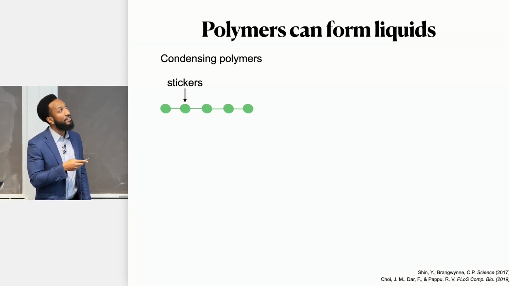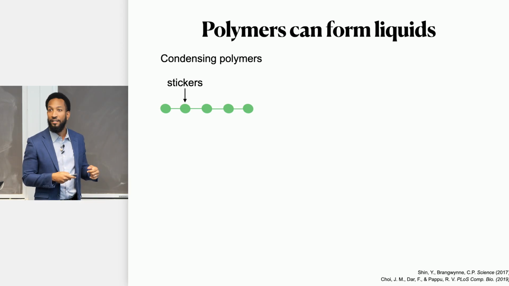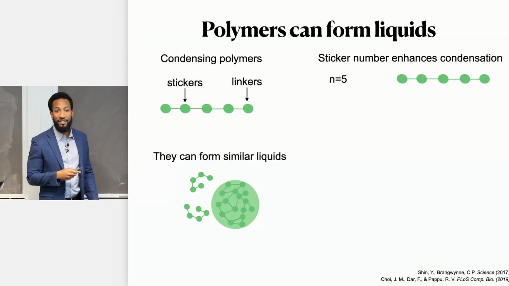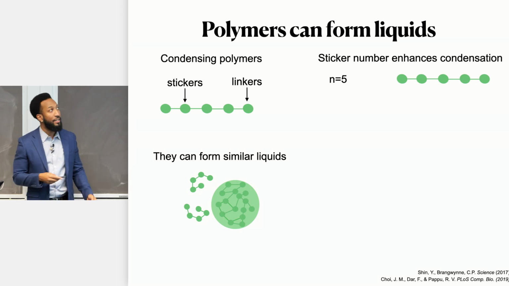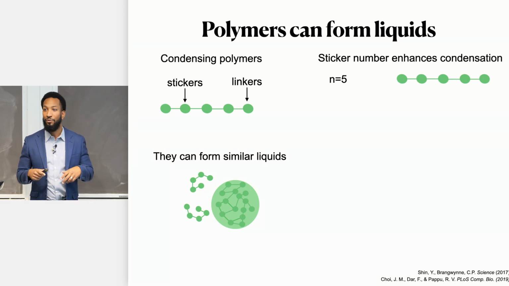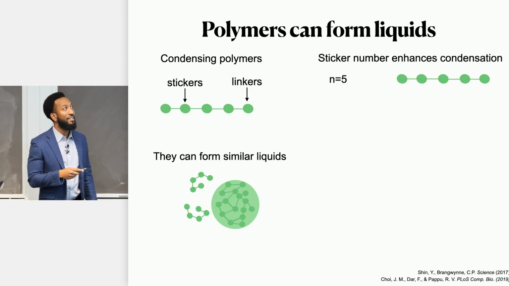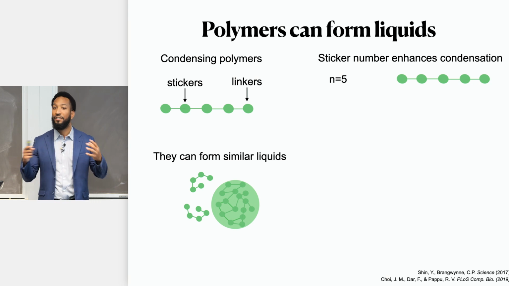And then there's a linker that is connecting the stickers. So a polymer has both stickers connected by linkers. That's it. But the idea is that they can form liquids similar to water, like I just showed you. If you were to set up a system with enough polymers, they would form something that has the density of a liquid over here, and something outside that has the density of a vapor. So they would have a liquid-vapor coexistence, similar to water.